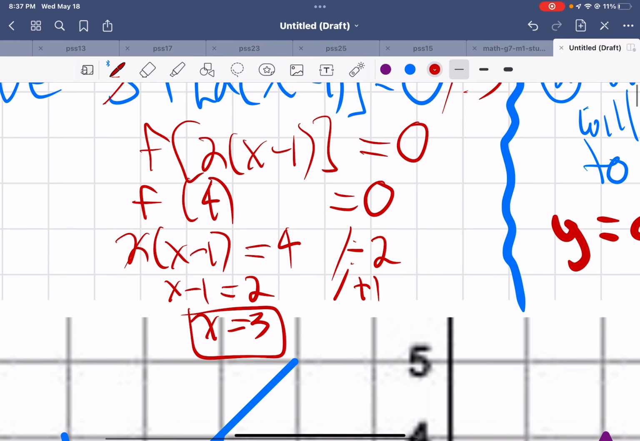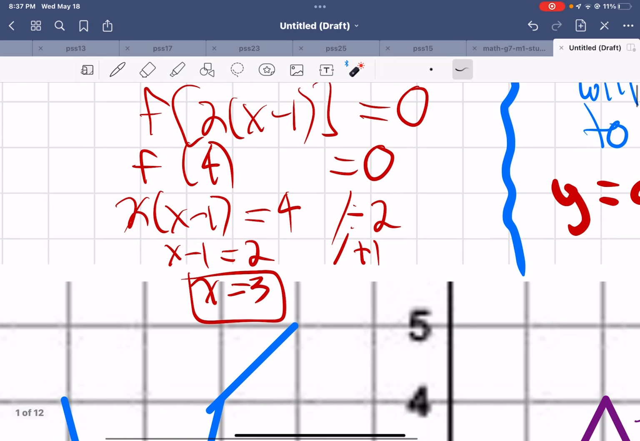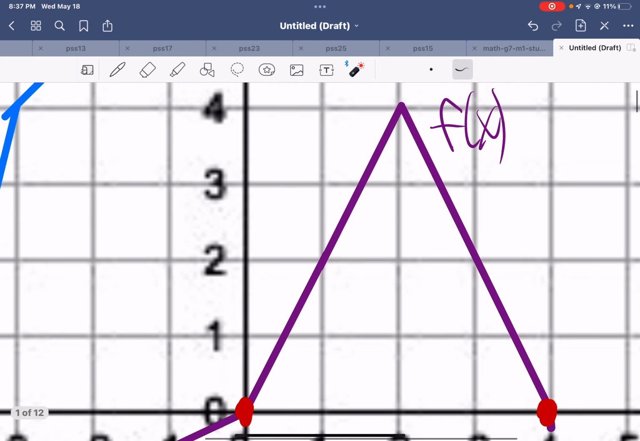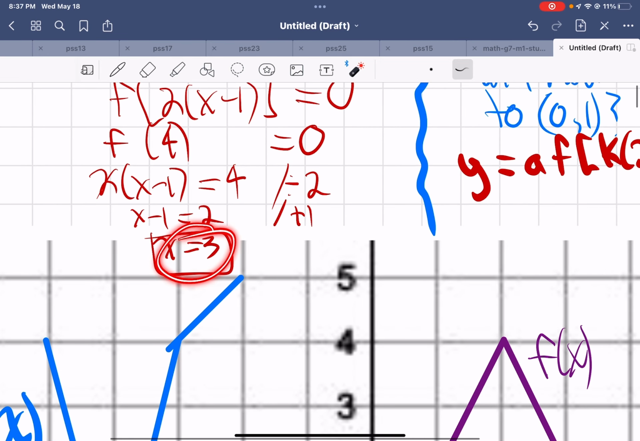Well, it means this. That when I transform f that way, and I want to find the x-intercept, 4 would become 3 on this transformed function, okay? And I can do the same thing by putting 0 in here too, right? Because f(0) also equals 0.